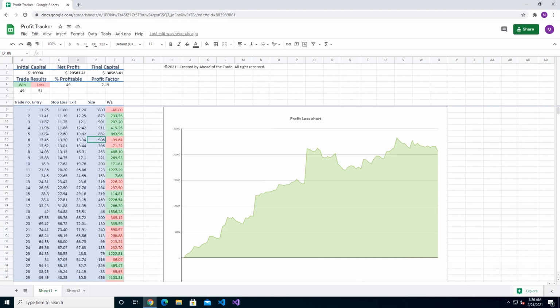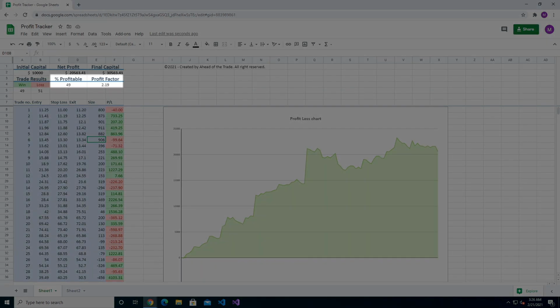The back test is now complete, and we can analyze our results. As you can see, my win rate after 100 trades has finished at 49%. Due to my profit factor of 2.19, I have made 205% profit on my initial balance, and my account balance is now at $30,563.41. This is a significantly greater profit than was achieved by trading the mean reversion strategy in part 1 of this series.